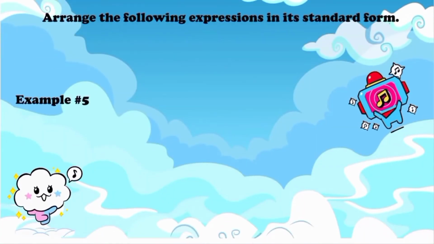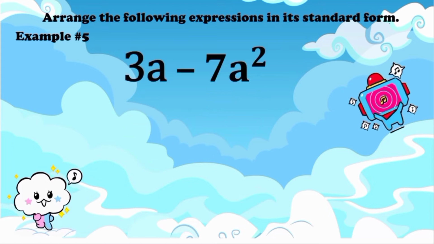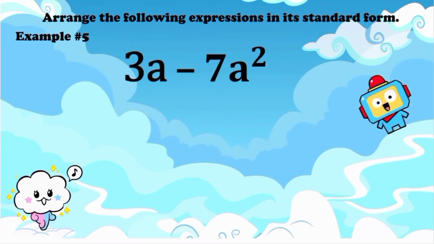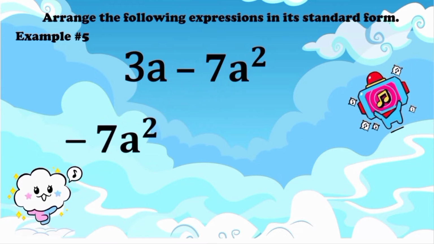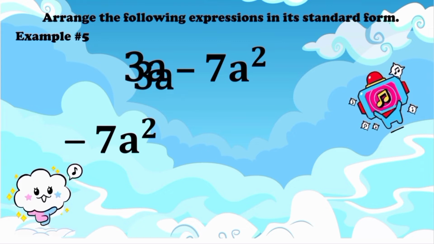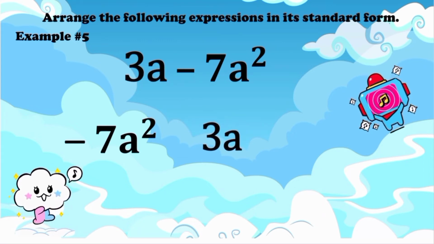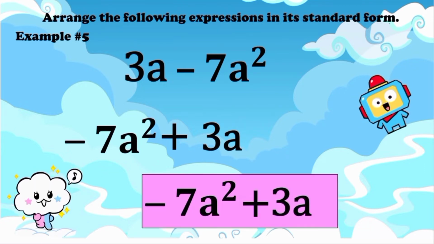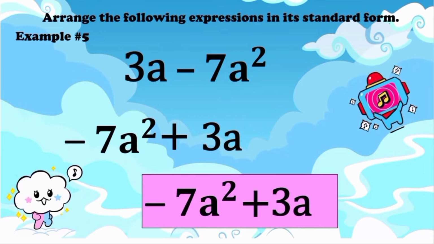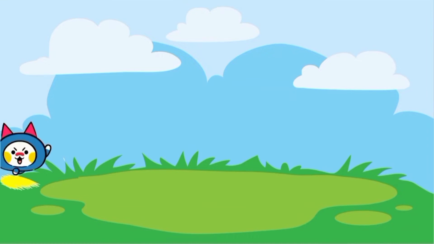Example number 5. We have 3a minus 7a squared. We always need to consider the exponent. We have negative 7a squared as our first term. And of course, we have 3a as our second term. Don't forget the sign in between terms. Our final answer is negative 7a squared plus 3a.